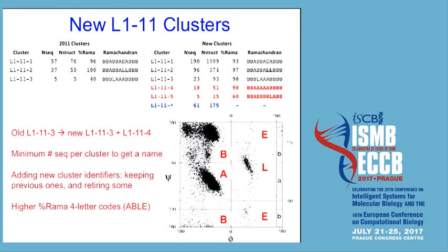If we look at length 11, L111 is my favorite CDR length. These are the old clusters. We had 3 of them. Now we have 5, and the numbers are significantly increased.